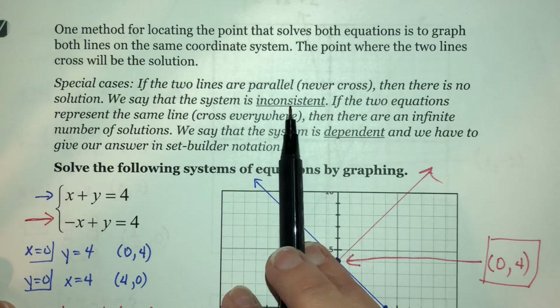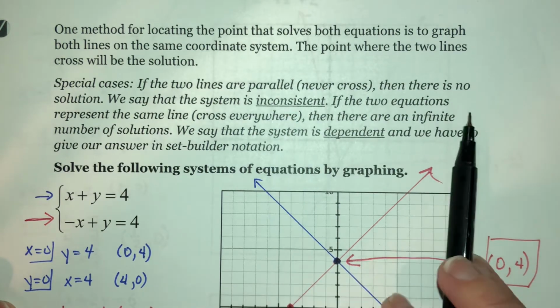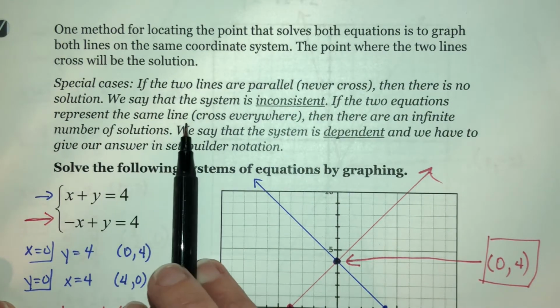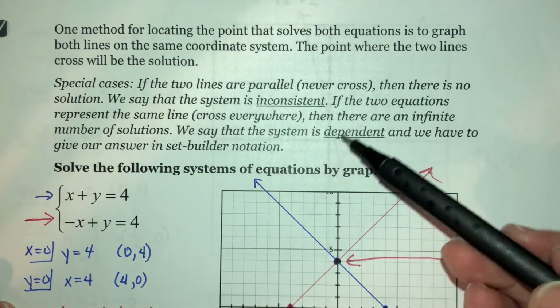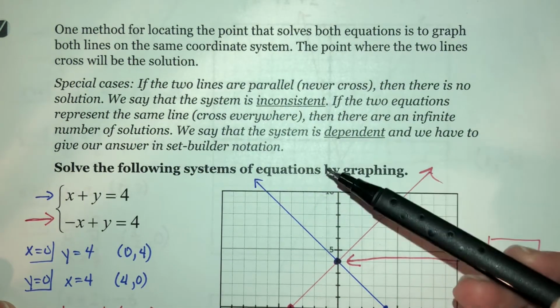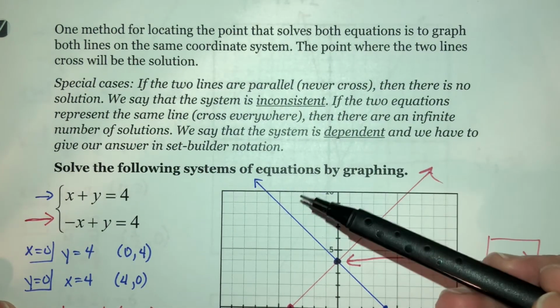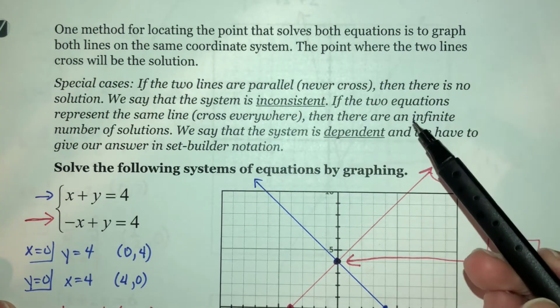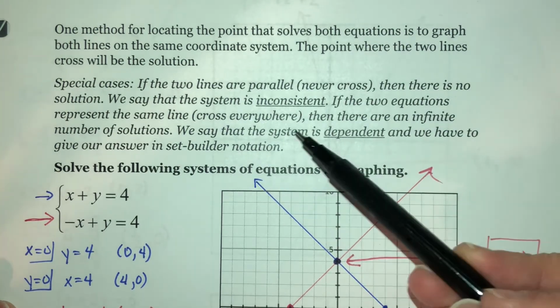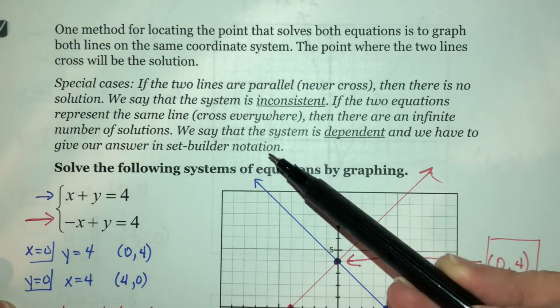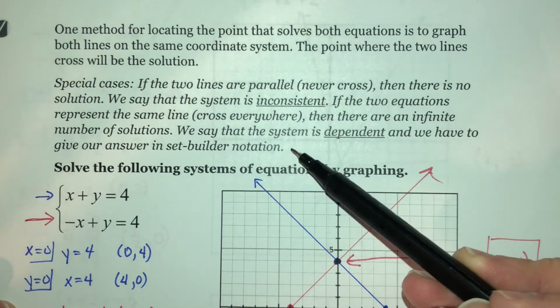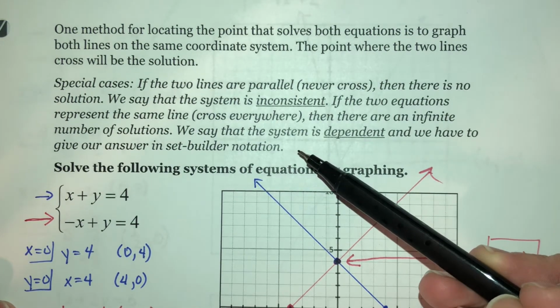Okay? We're going to work one like this. If the two equations represent the same line, then that would mean that they have every single point in common, so they would cross at every single point. Then there are an infinite number of solutions. We say that the system is dependent, and we have to give our answer in set builder notation. We're definitely coming back to this. Don't worry about it just yet.